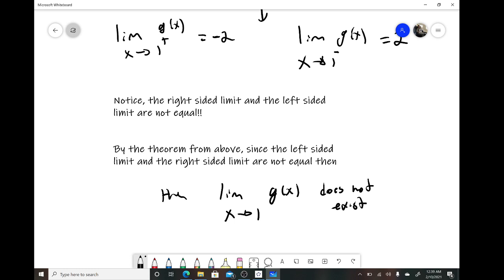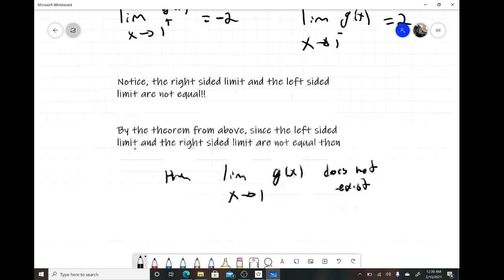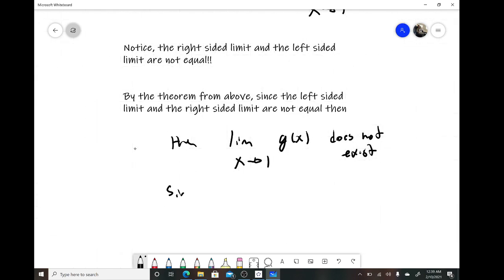Why? Because the limits were not equal. So since the limit as x goes to 1 from the left side of g of x is not equal to the limit as we approach 1 from the right side of g of x. For a limit to exist, for the two-sided limit to exist, both the left side and the right-hand side limits must be equal. Okay?